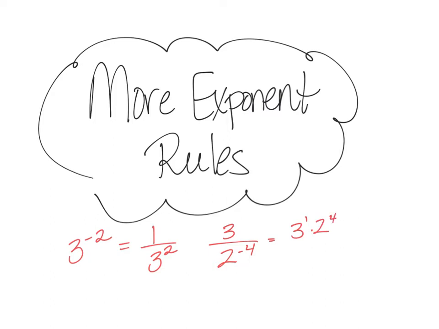So we just talked about how if you have a negative exponent, it gets voted off the island. If it's upstairs, it goes downstairs. If it's downstairs, it goes upstairs, okay? So today we're going to talk about 3 other exponent rules.